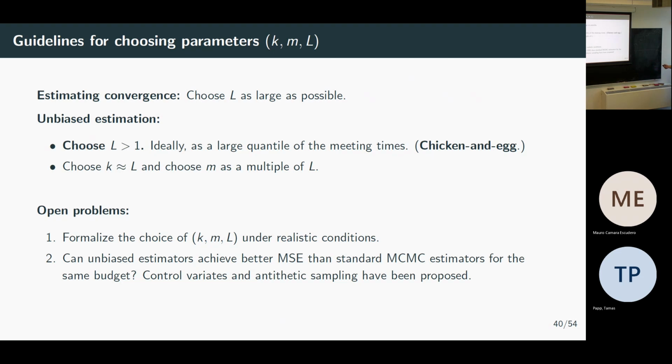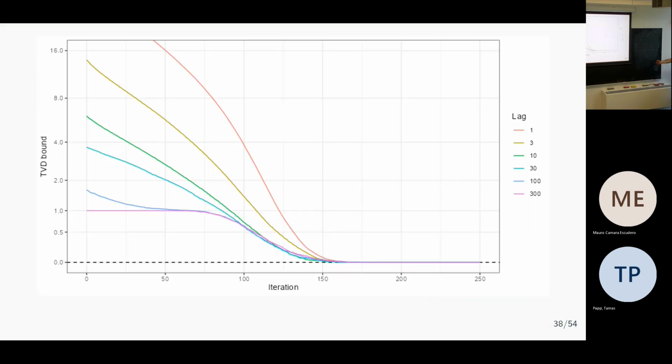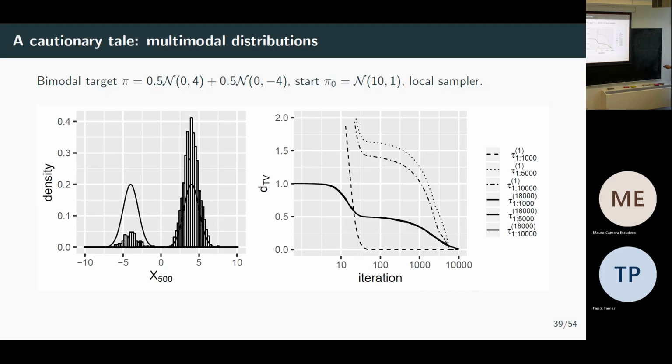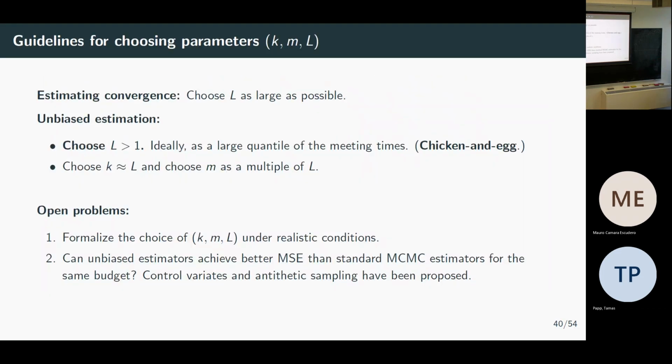I'm looking at a semi-tractable example, essentially coupled Ornstein-Uhlenbeck processes. We can get a handle on this, but nothing more than that. So that would be interesting to look at, I'd say. There's also the open question of, can the unbiased estimators achieve better mean squared error than standard MCMC for the same budget? If you're somewhere in the elbow here, can you do better? I don't know. Maybe you can use some variance reduction techniques.